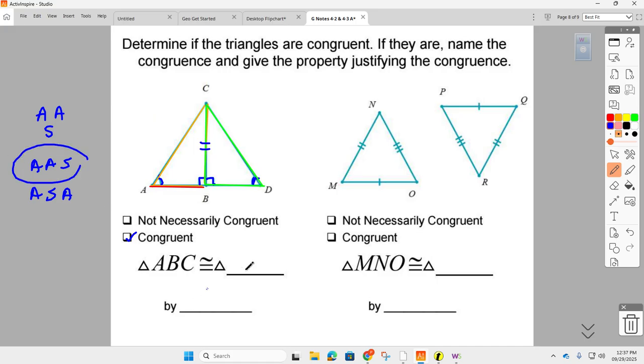And now we're going to name the triangles. We named this one ABC. We're going to name this one DBC. Corresponding parts are in the same order. Also, you see both triangles have two vertexes in common, right? B is a vertex in both triangles, and C is a vertex in both triangles.